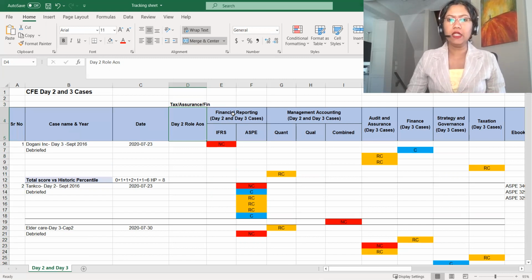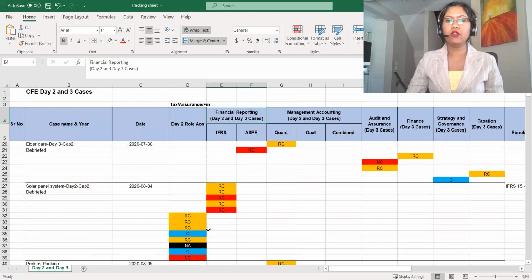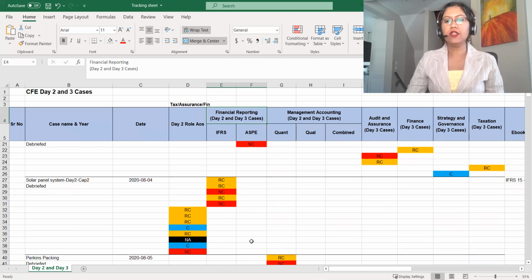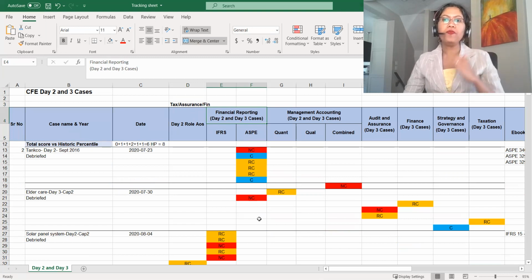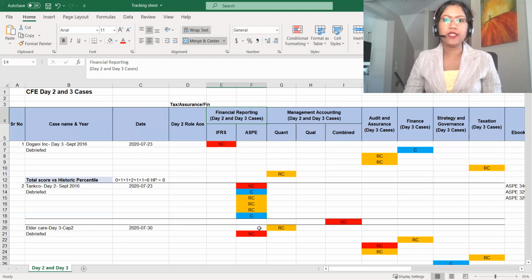In this second thing, this is where you have to score either in financial reporting or in management accounting. Within financial reporting, again, there are two things, IFRS and ASPE. This is combined, it's tracking for both. In Day 2 cases, it would track here, and in Day 3 cases as well, it will track here. So it will show how you are doing on IFRS or ASPE. Sometimes you will see that you are weaker on IFRS or weaker in ASPE based on the mark tracking that you will see here.